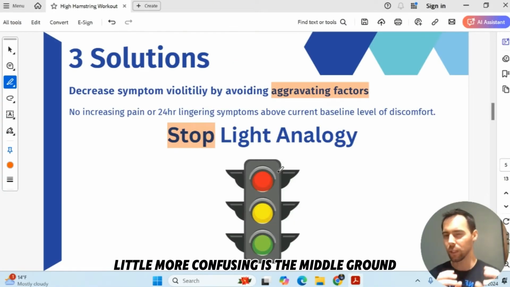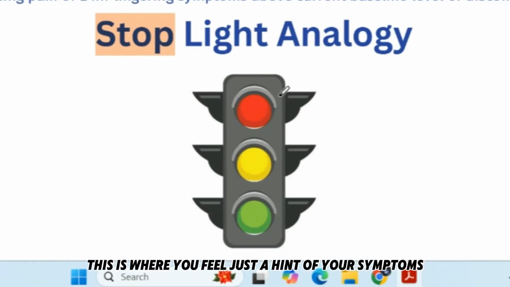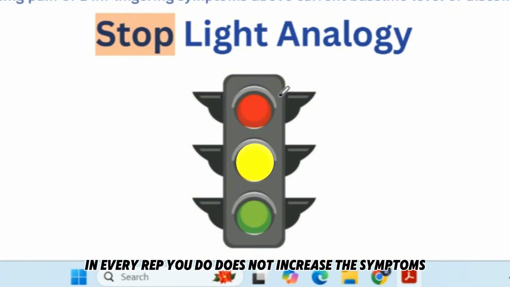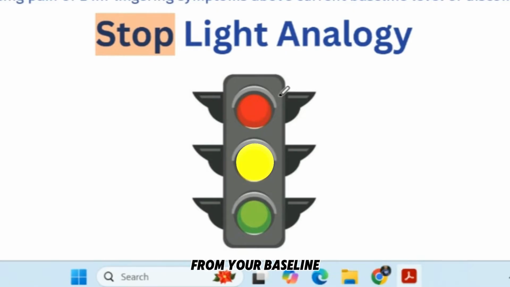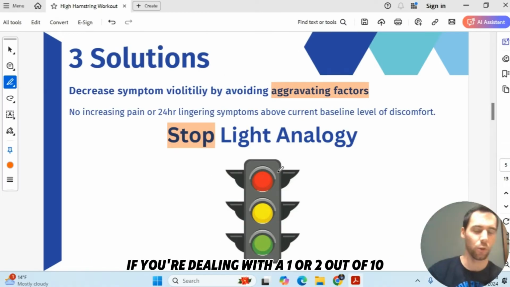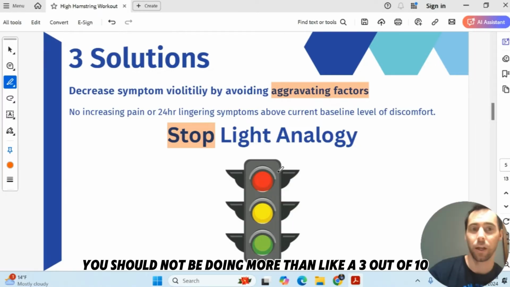A little more confusing is the middle ground, the yellow light. We actually want to kind of search this out a little bit. This is where you feel just a hint of your symptoms, but it is very reasonable. And every rep you do does not increase the symptoms. The symptoms are plateaued at a very mild level from your baseline. So if you're dealing with 3 out of 10, you really shouldn't go too much more than a 4 out of 10. If you're dealing with a 1 or 2 out of 10, you should not be doing more than like a 3 out of 10 in your discomfort.